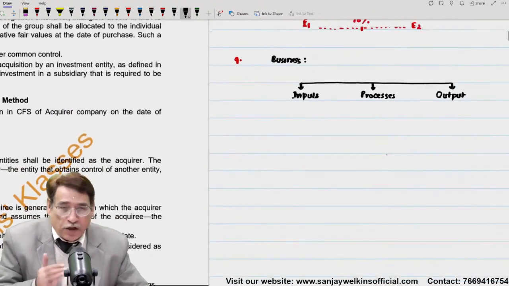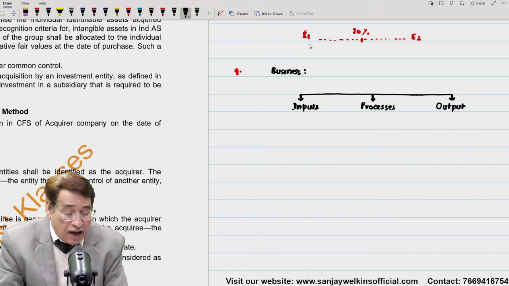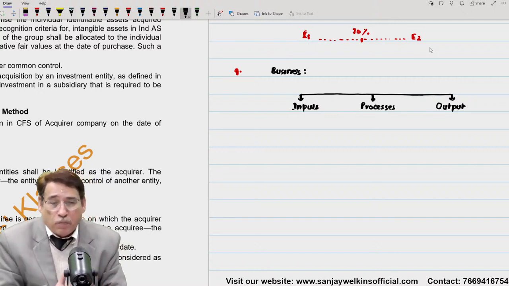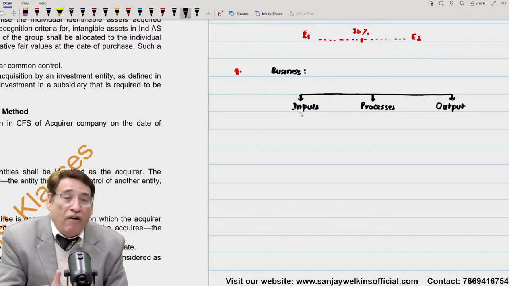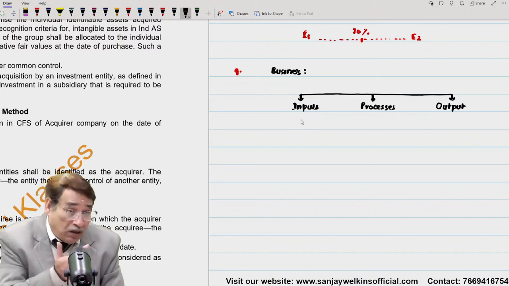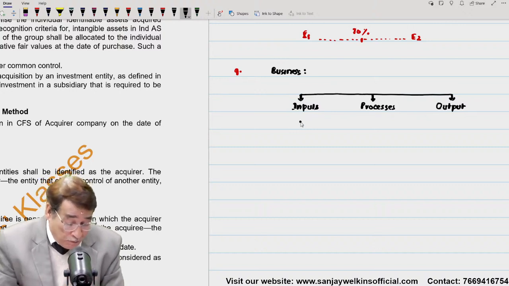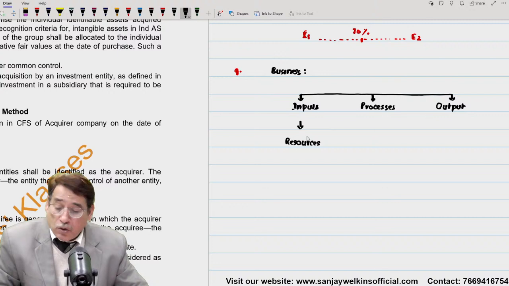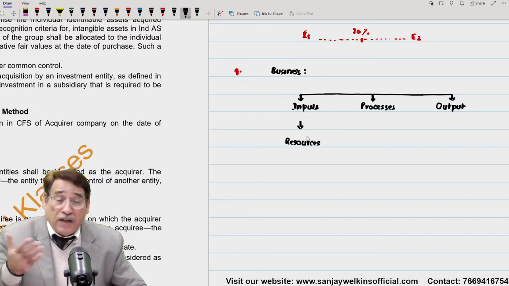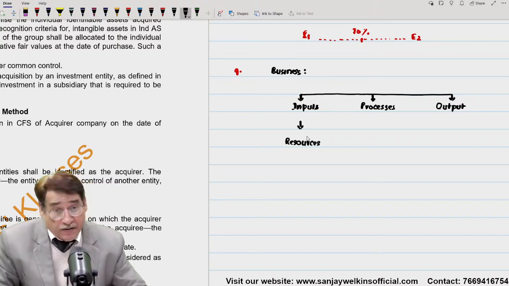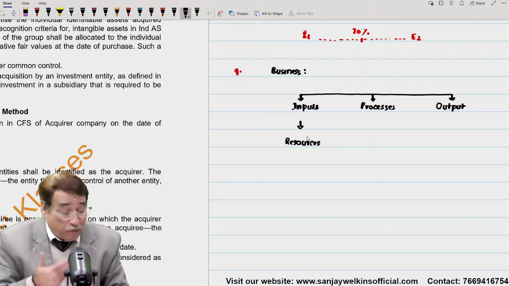What does it mean? Now you will try to understand. When I say that I am taking control over the business of this particular entity, this entity must meet the definition of a business. That means this entity must have some inputs. When we say inputs, it means resources. And resources basically means some fixed asset, intangible asset, manpower, etc. Is it clear to you? This entity must have some resources.